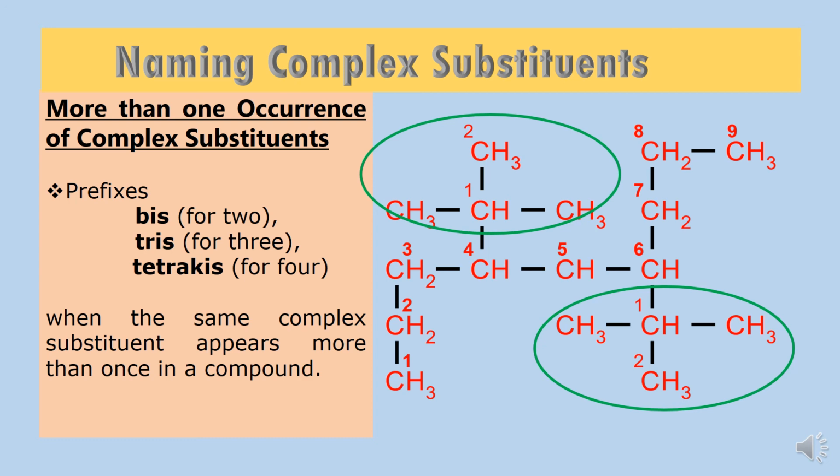1,1-dimethyl ethyl. So if two groups are of the same type, then no need to write the names again. We need to use certain prefixes, like if two groups are present, then write bis. For 3 we can use tris, and for 4 we can use tetrakis. So the name would be 4,6-bis. 4 and 6 are telling the positions of these two groups. Bis means two complex groups are there, and then start bracket 1,1-dimethyl ethyl bracket closed and nonane. So this is the name of the compound having two similar complex substituents.